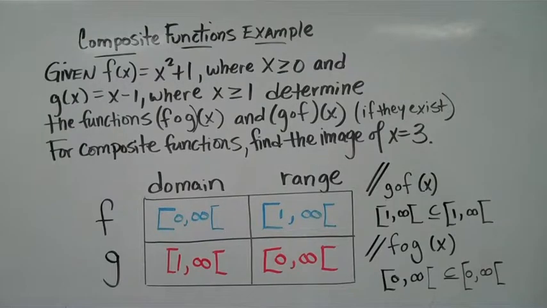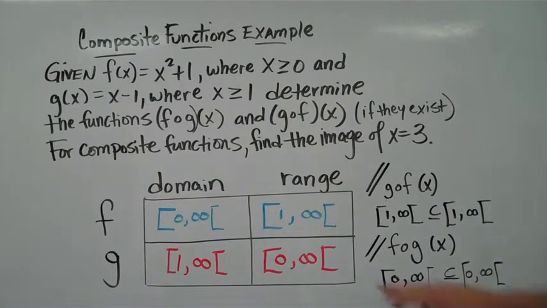Here's an example with composite functions. Given that f of x equals x squared plus 1, where x is greater than or equal to 0, and g of x equals x minus 1, where x is greater than or equal to 1, determine if the functions f of g of x and g of f of x, do they exist? And if they do, find the image of x equals 3. So we have to determine if they exist or not.